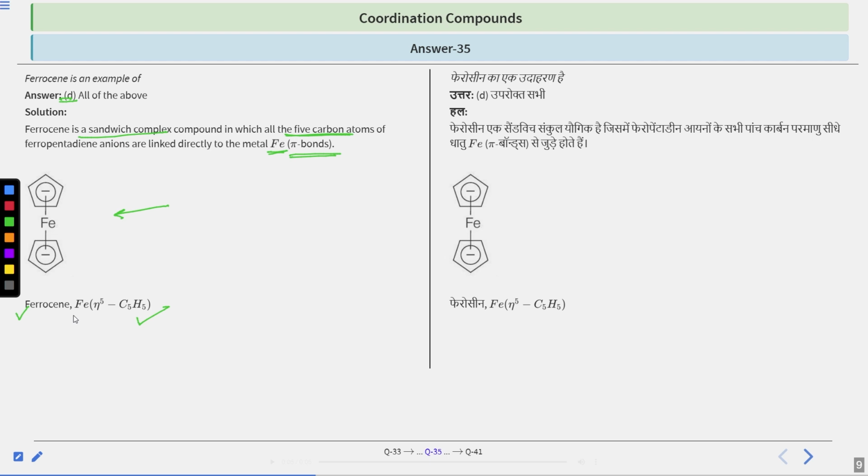is the ferrocene molecule, or the formula of the ferrocene molecule, and it is having every property: it is a sandwich complex, it is a pi bonded complex, it is a complex in which all the 5 carbon atoms are directly linked to the metal. So that is why option D is correct, that is all of the above options are correct. Okay, moving on to the next question.